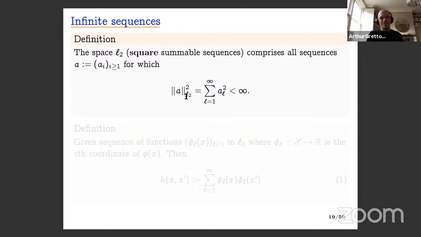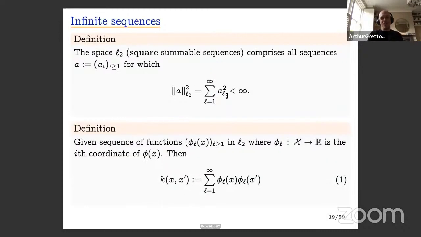For this, I'm going to introduce a little bit of notation, which is the square summable sequences. This is an infinite sequence, so a sequence with infinitely many numbers in it, but the sum of the squared entries of that sequence is still finite. So these a_l are getting smaller and smaller fast enough that when I take the sum of the squared a_l, I still get something which isn't infinity.